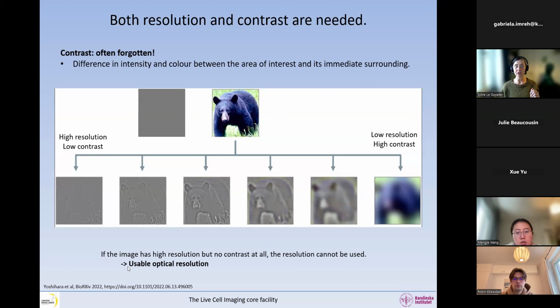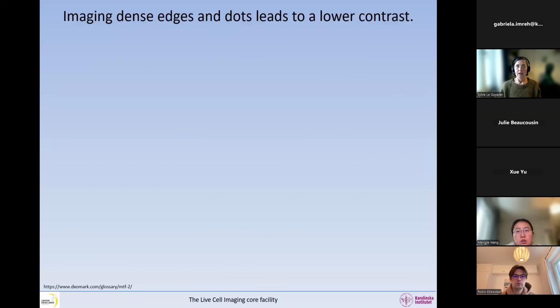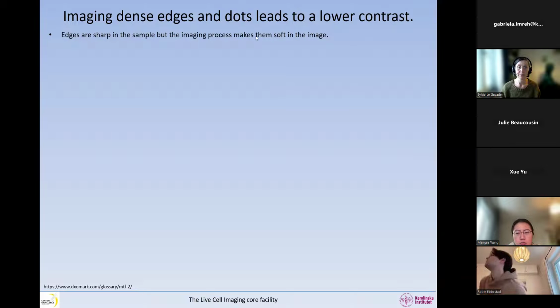The image resolution does not only depend on the optical resolution, it depends on other things as well. The problem with the microscope, unfortunately, is that when we image dense edges, so crowded things with lots of edges and dots, we will systematically have a lower contrast in the image. And this is physics, unfortunately. So the edges are sharp in the sample, but the imaging process makes them soft in the image.